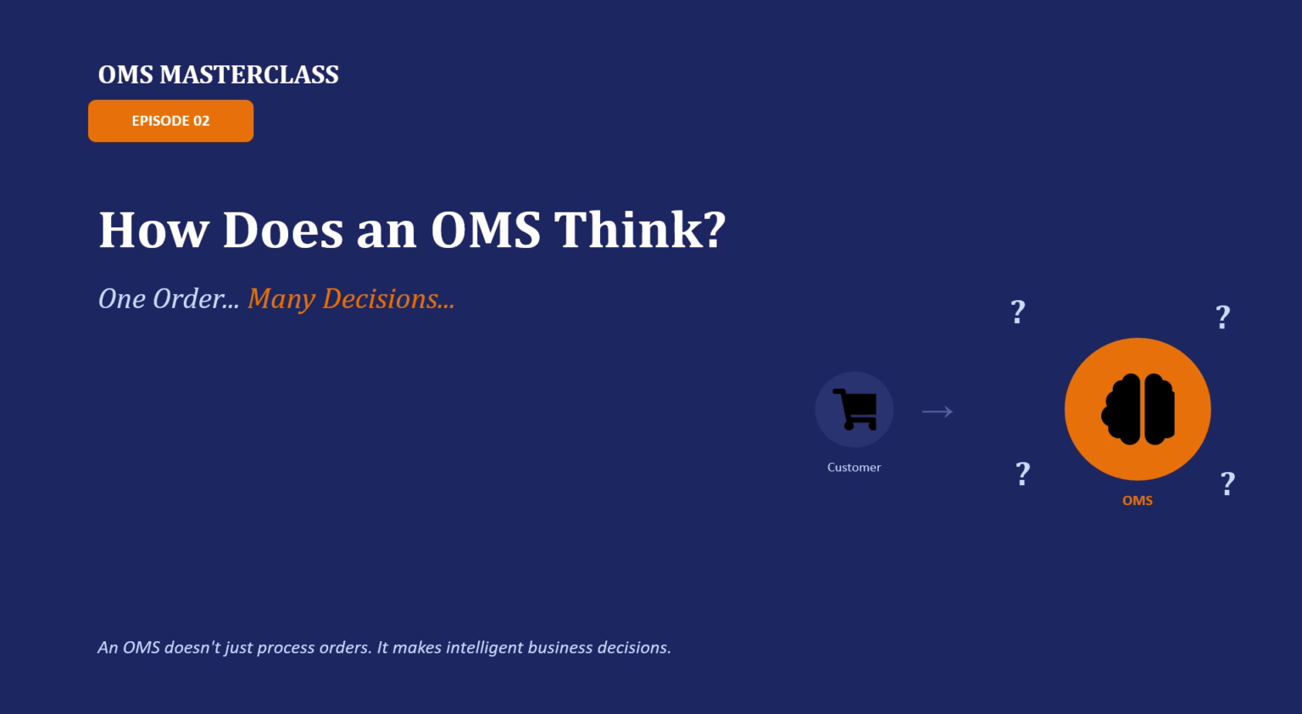Instead of learning what an OMS is, we are going to understand how an OMS thinks, because that's what makes an OMS so powerful. Whenever a customer places an order, the OMS doesn't simply pass it to a warehouse. It starts thinking, it analyzes different possibilities, it compares multiple options, and finally, it makes the best possible business decision. By the end of the session, you will no longer look at an order the way a customer does. You will start looking at it the way an OMS does. So let's begin.